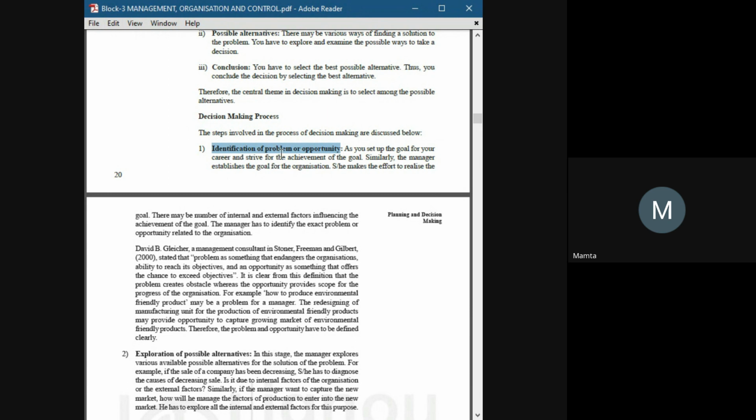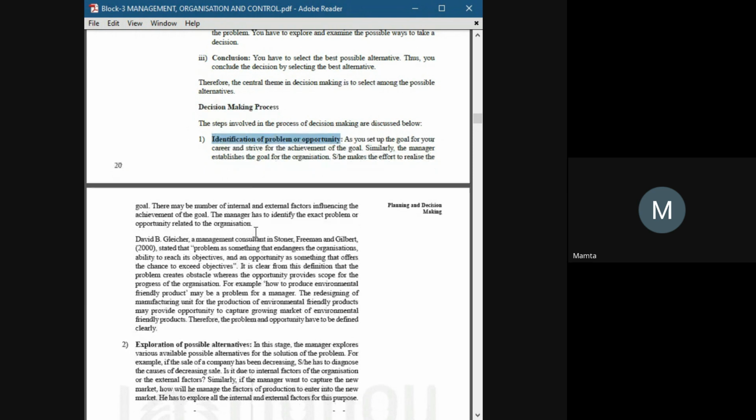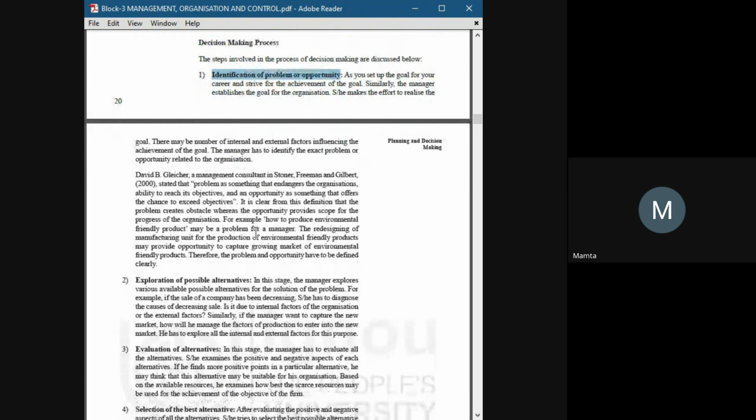As you set up the goal for your career and strive for the achievement of the goal, similarly, the manager establishes the goal for an organization. She or he makes efforts to realize the goal. There may be a number of internal and external factors influencing the achievement of the goal. The manager has to identify the exact problem or opportunity related to the organization. So the first step is to identify the problem or the opportunity where a decision is needed.